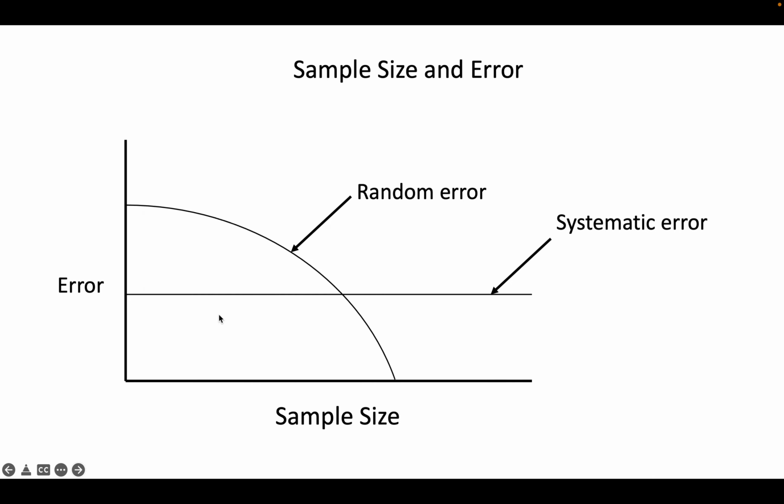Systematic error, on the other hand, doesn't change no matter how much you change the sample size. And that's one of the easiest ways to differentiate whether a type of error is random error or systematic error: if an increase in sample size can remedy that error, then it was random error.